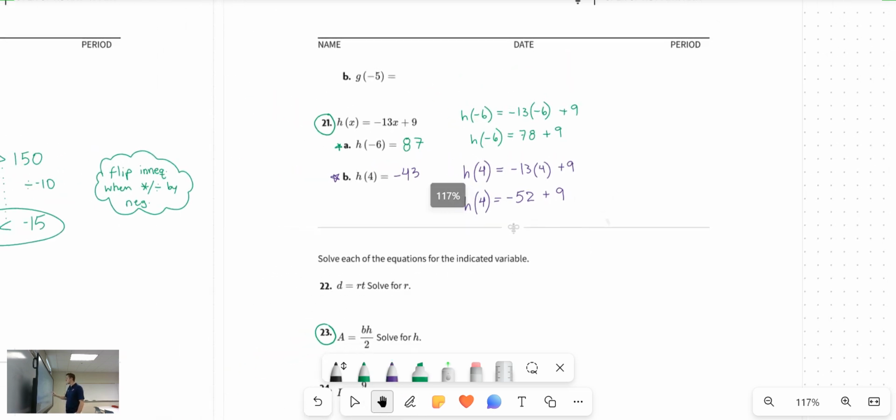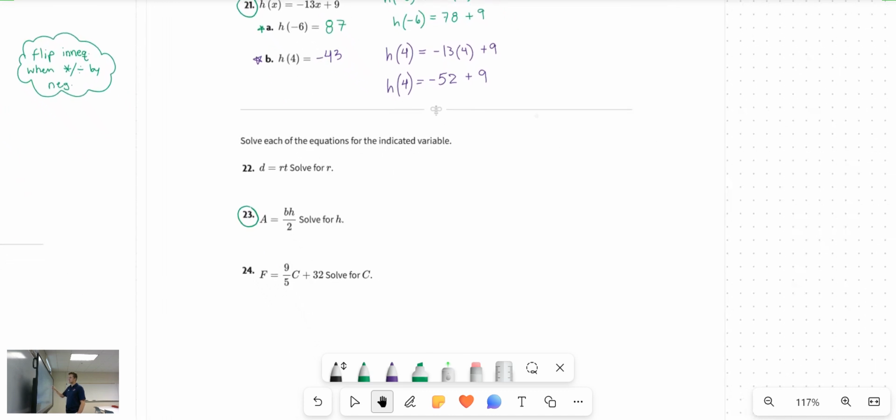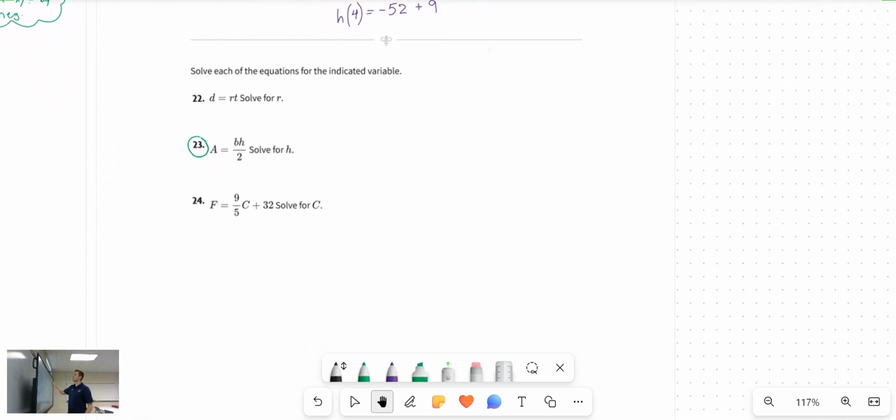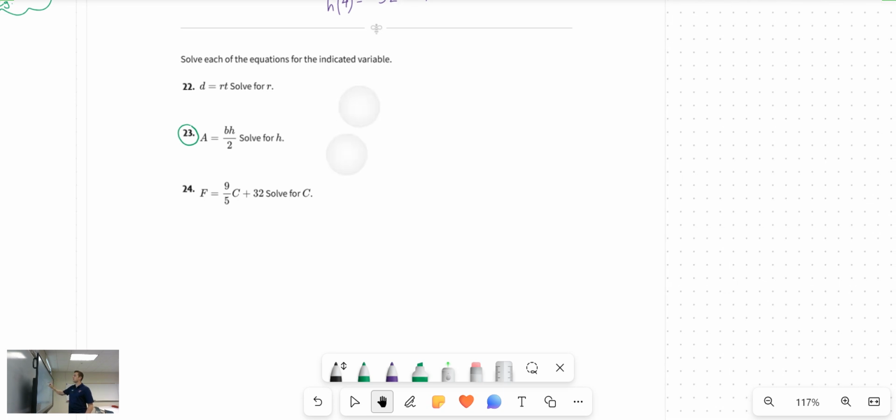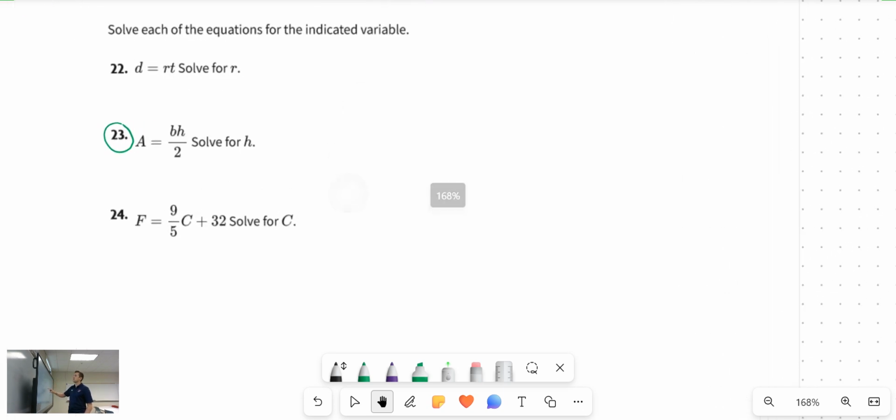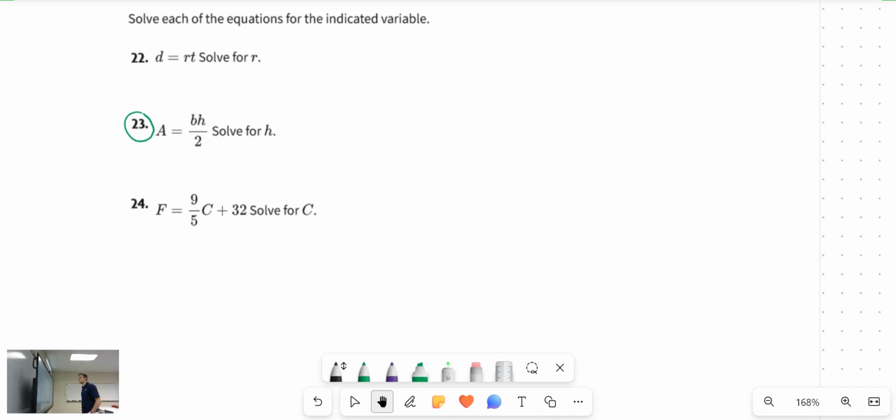We have evaluated at the given variable values. All right, solve each of the equations for the indicated variable. So we are solving A equals bh divided by 2 for h. This is a good formula: bh divided by 2 is actually the area of a triangle. It's not written here, but this is the area of a triangle equals the base times the height divided by 2.